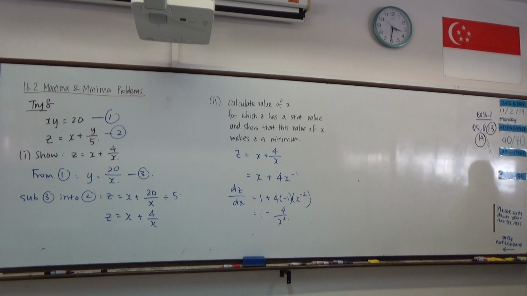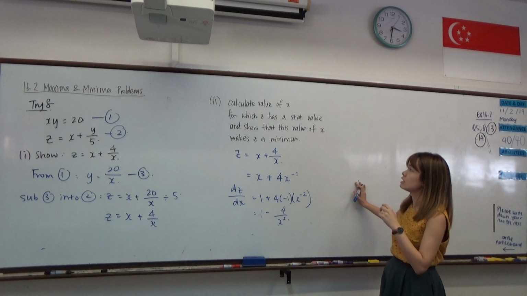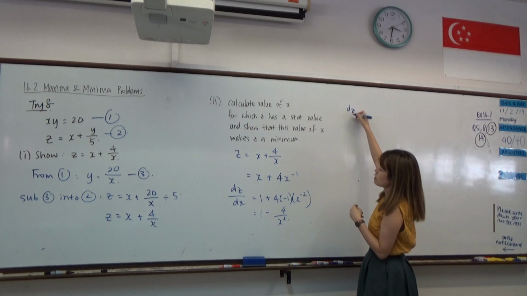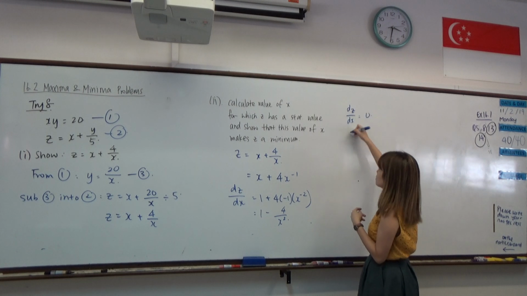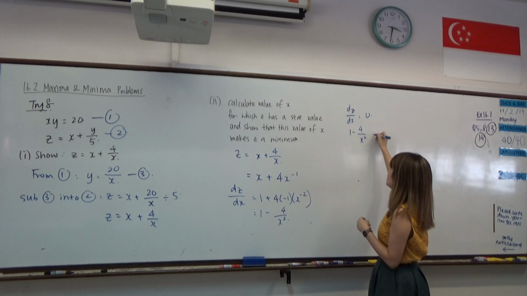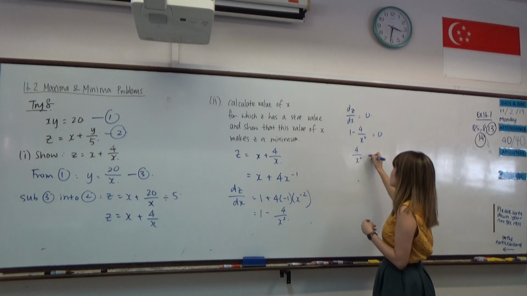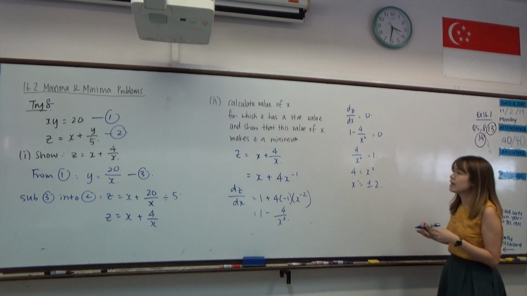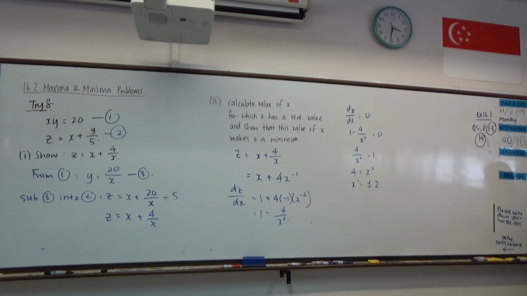Okay, what do we need to do next? What should we do next? After we differentiate, do the derivative test. Make it equal to 0 first, right? Okay, before we jump into the derivative test, because we know that stationary value is what we're trying to find, dz over dx equals 0. So that means 1 minus 4 over x squared equals 0. So x will be equal to plus or minus 2.